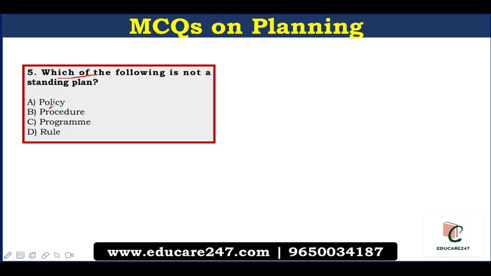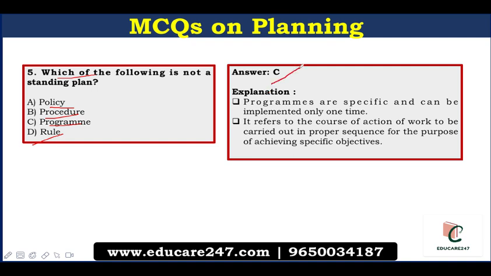A. Policy, B. Procedure, C. Program, or D. Rule. So the correct answer here is C. Program. Programs are specific and can be implemented only one time. It is not a type of standing plan.